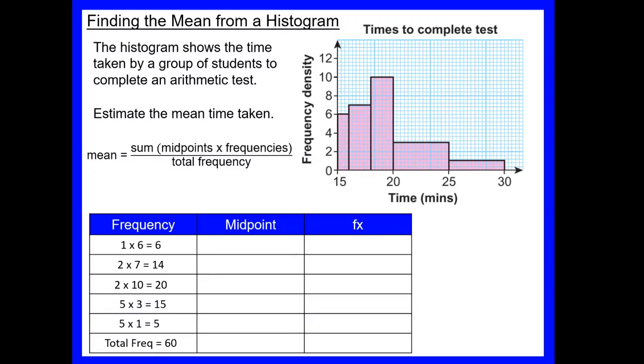We now need to find the midpoint. So we need to find the middle of each group. So my first group goes from 15 to 16. So halfway between 15 and 16 is 15.5. My next group goes from 16 to 18. So halfway is 17. Then I've got 19.5, 20 to 25, halfway is 22.5, and from 25 to 30, I get 27.5.